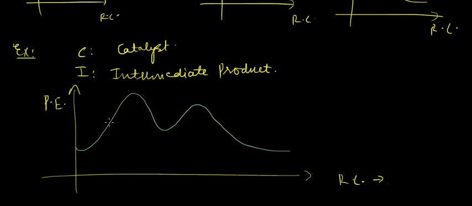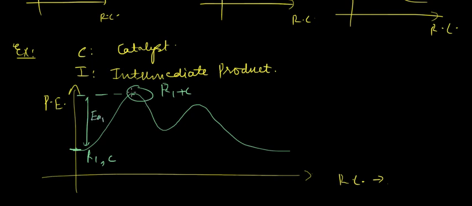Okay, so initially the reactant is present along with catalyst. This is the activation energy which is required here, and here R1 and catalyst would be present. So this is the activation energy or EA1 which is required.